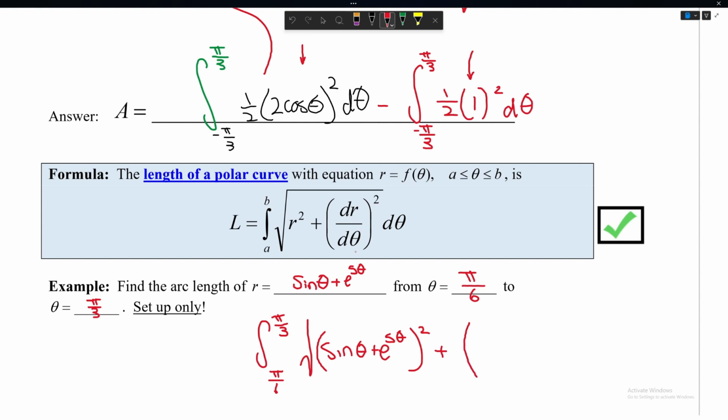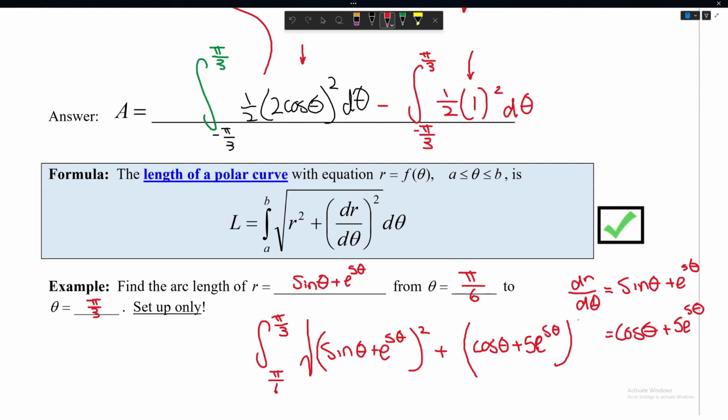What is my dr over d theta? So your dr over d theta is the derivative of this, right? And so the derivative of sine is cos. Is it negative cos? No, it's positive, right? And then the derivative of this is 5e to the 5 theta. And so we plug that in, all squared. And there you go.